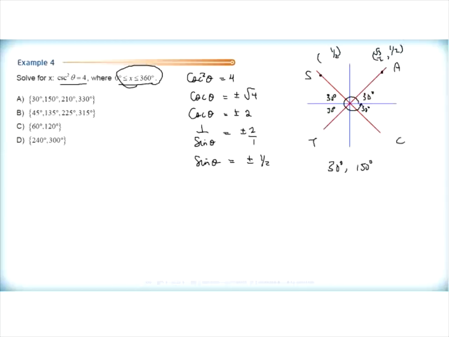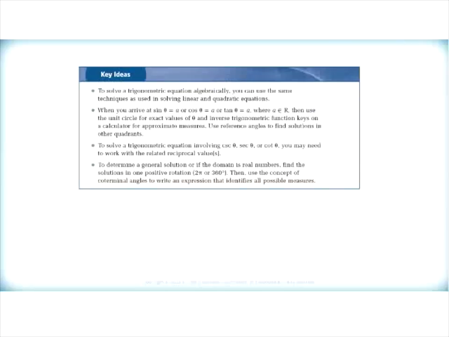If I continue to rotate, that's another terminal arm right here. So that's 180 plus 30, which is 210. And finally, my last one is going to be 360 minus 30, which is 330. There are my four values for x, or theta in this case. 30, 150, 210, and 330. The correct answer is A. So there are some examples of solving simple trig equations.